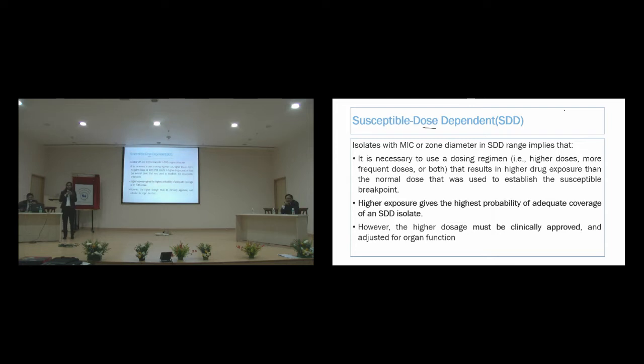What is the meaning of intermediate? It gives multiple options. So intermediate can be what all? You can use a higher dose if the renal parameters are fine, or if there is no organ dysfunction, wherever applicable, higher doses can be used. The second option is that it can act as a buffer zone. The third option is that it can also account for certain technical variation which can occur when we do the disc diffusion technique. These are all the interpretations we should derive whenever we record the intermediate category.